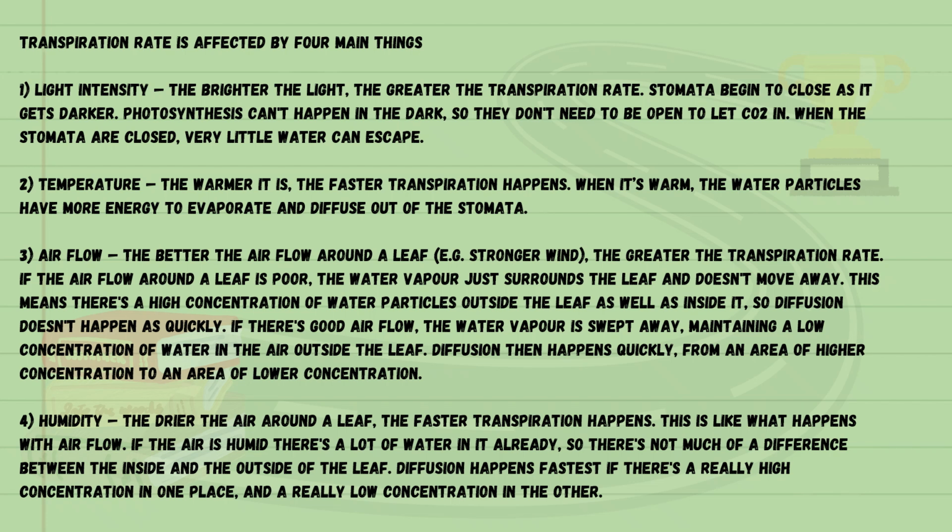Number four is humidity. The drier the air around a leaf, the faster transpiration happens. This is like what happens with the airflow. If the air is humid, there's a lot of water in it already, so there's not much of a difference between the inside and the outside of the leaf. Diffusion happens fastest if there's a really high concentration in one place and a really low concentration in the other.